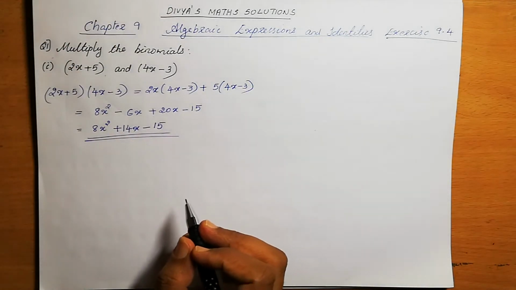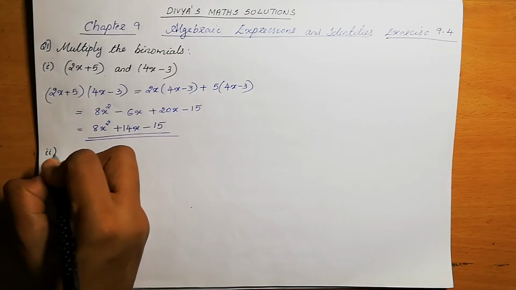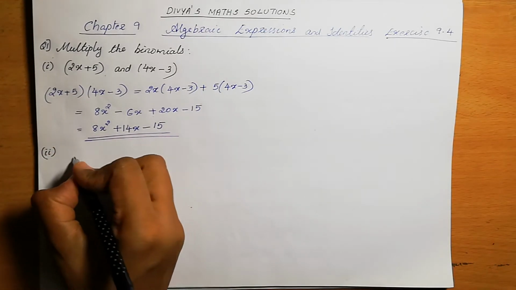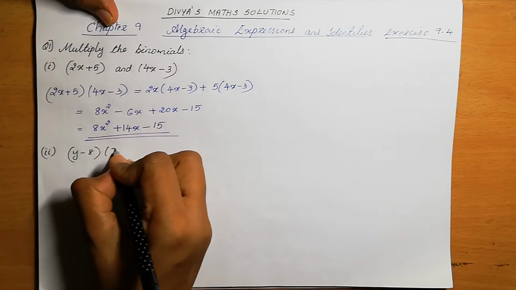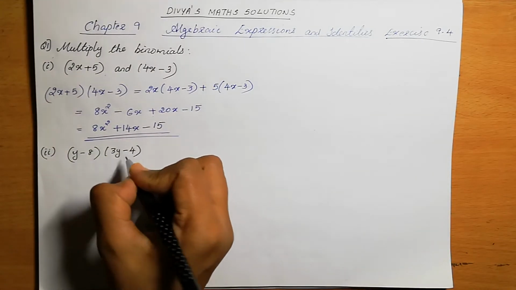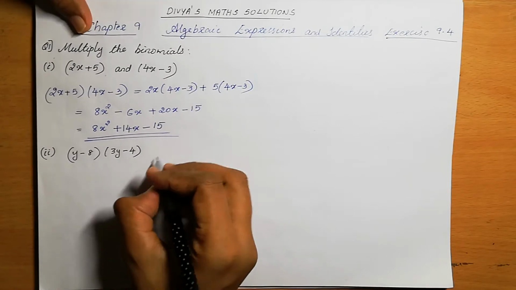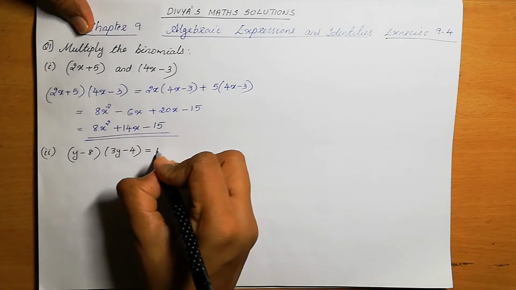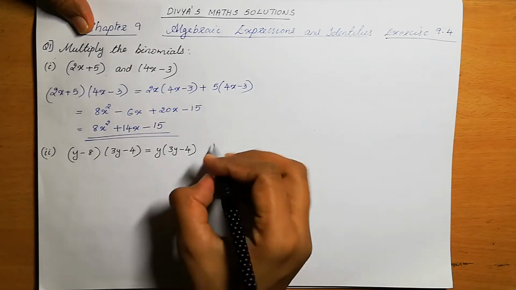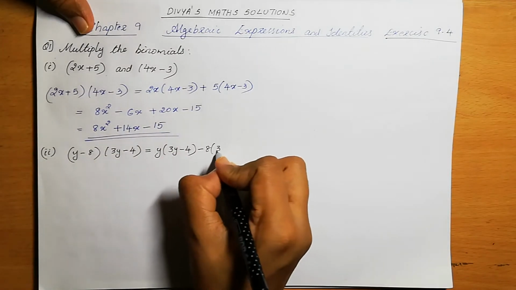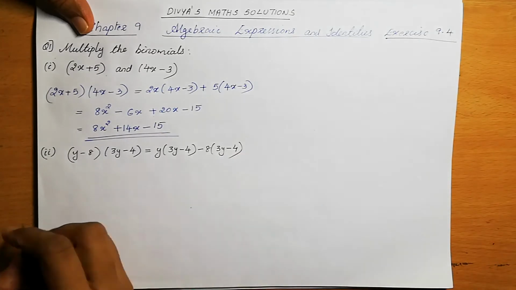Second one is y minus 8 and 3y minus 4. Y minus 8 and 3y minus 4. So here also we get y into 3y minus 4 minus 8 into 3y minus 4. Each term we need to multiply.